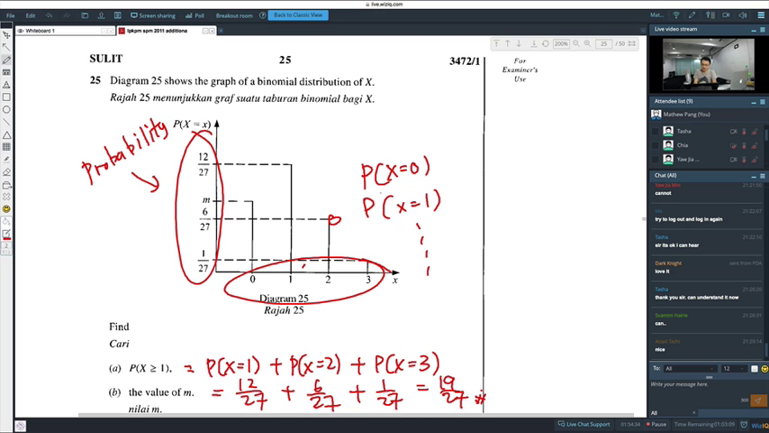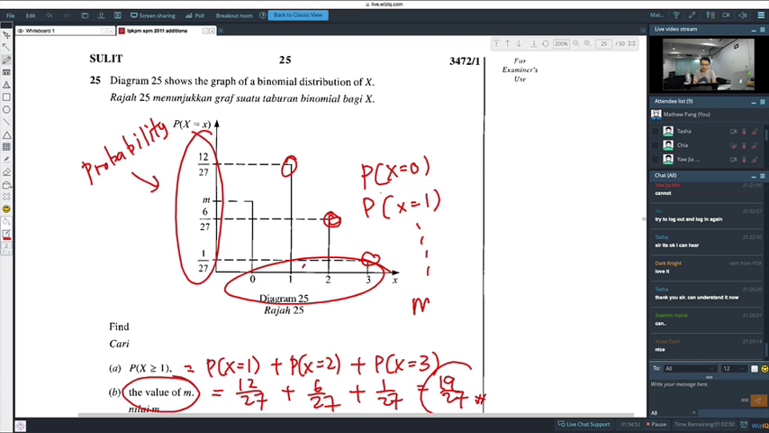Okay, this one is very simple. And it asks you to find the value of m. For this kind of binomial distribution diagram, all values added together must equal 1. Just now we added this one, this one, and this one, which equals 19 over 27, right?